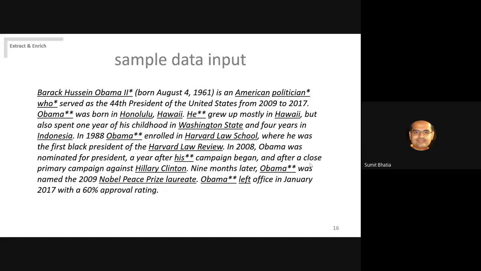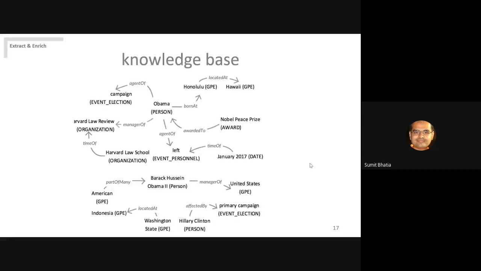So let's see in the next slide how the graph looks. On the top, we have Obama, person, born at Honolulu, located at Hawaii. These are the facts that are extracted. And then on the bottom, we also have this subgraph called Barack Hussein Obama. He's the leader of United States. He's part of many Americans, and so on. So the important point to note here is that the system identified Obama and Barack Hussein Obama as two different persons, two different nouns, right?